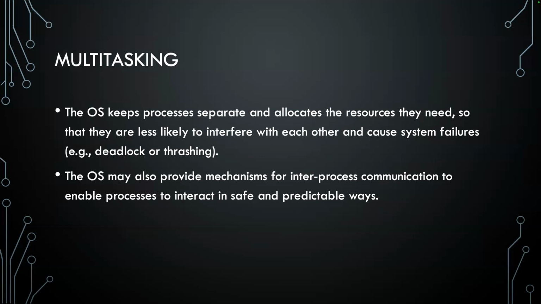Okay, so the operating system's job is to keep all these processes separate, and it's going to allocate resources that those processes need. It's going to give it the memory, the compute, the network, the bandwidth, all this stuff, so that they are less likely to interfere with each other. When processes interfere with each other, bad things happen like deadlock or thrashing, and then you get a stuck machine.